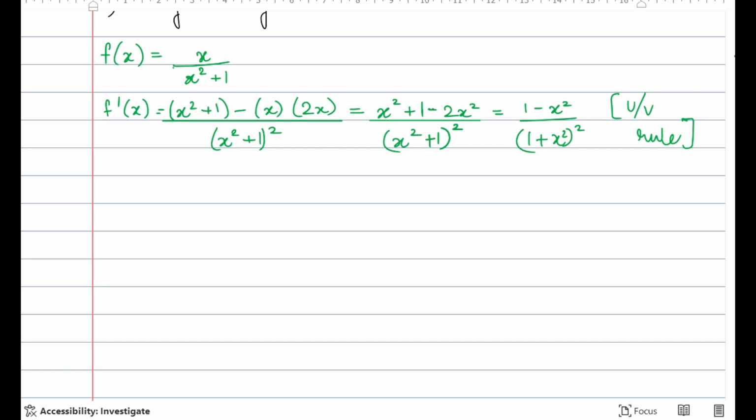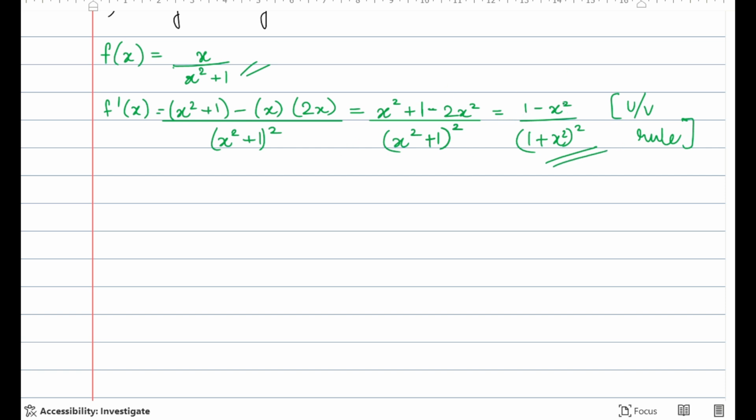If you have not read about this rule, don't forget to check out my shorts and videos. I have made a short regarding this and a video solving questions using the U by V rule as well. So here's your function. What you will do, first of all, is V into differential of U minus U into differential of V upon V square. Simplifying that, this is what you get.